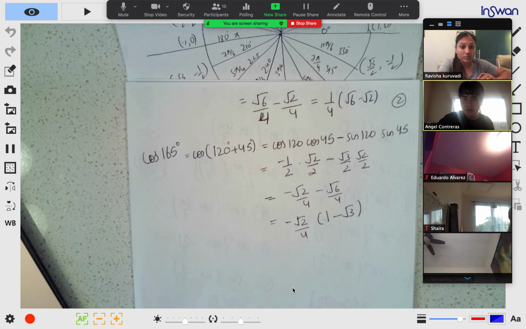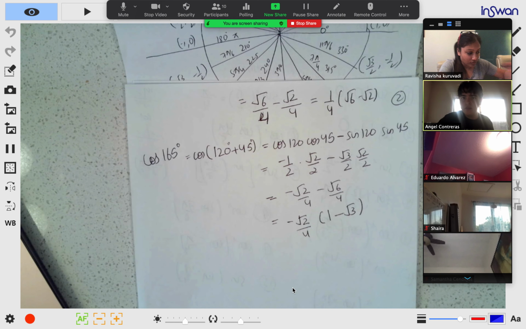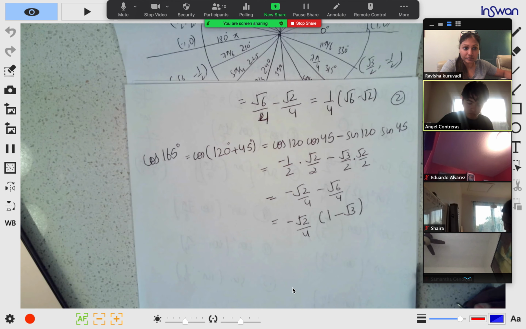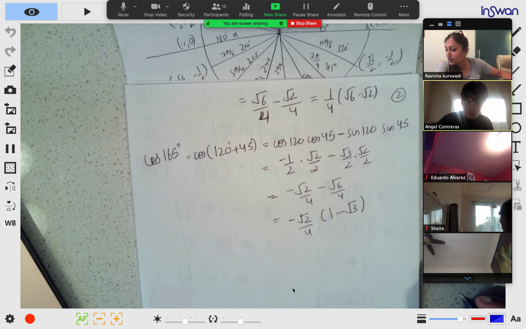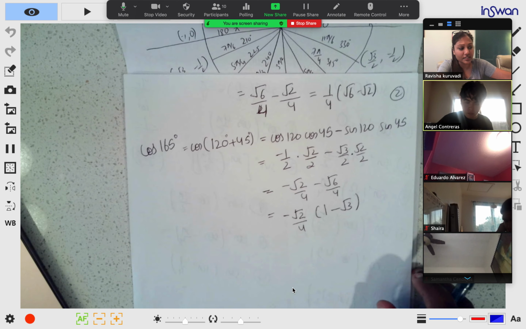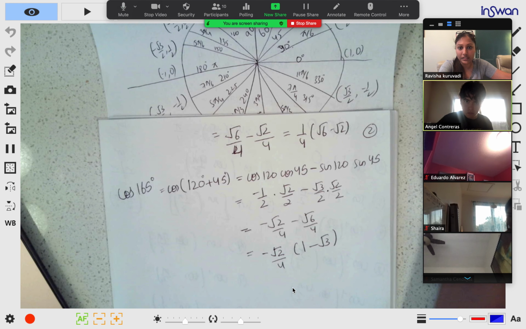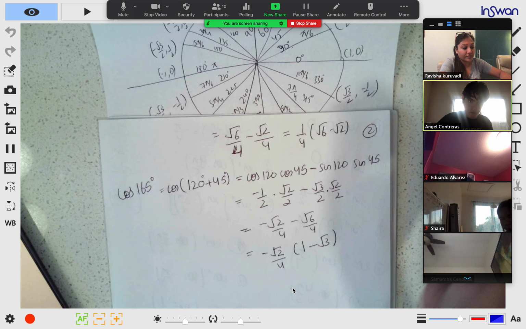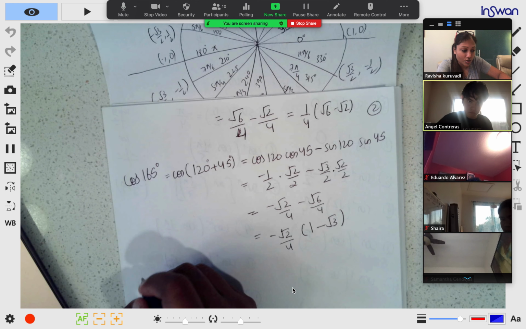Is that negative 1 over 2 times root 2 over 2? Yes, it's times. You multiply, yes. Okay. Similarly it works with radians also. In radians also you can write it the same way we've been doing. It's the same thing.